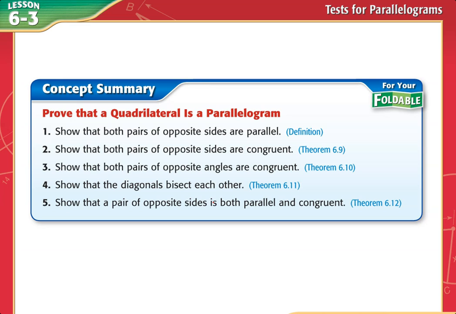All right, so now we're going to have parallelograms and coordinate geometry. We're going to determine whether a quadrilateral is a parallelogram. And we're going to do it by justifying by using the slope formula.